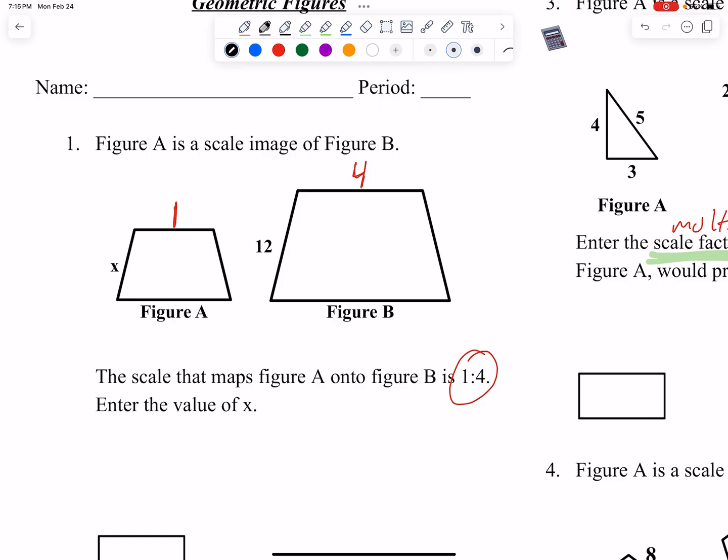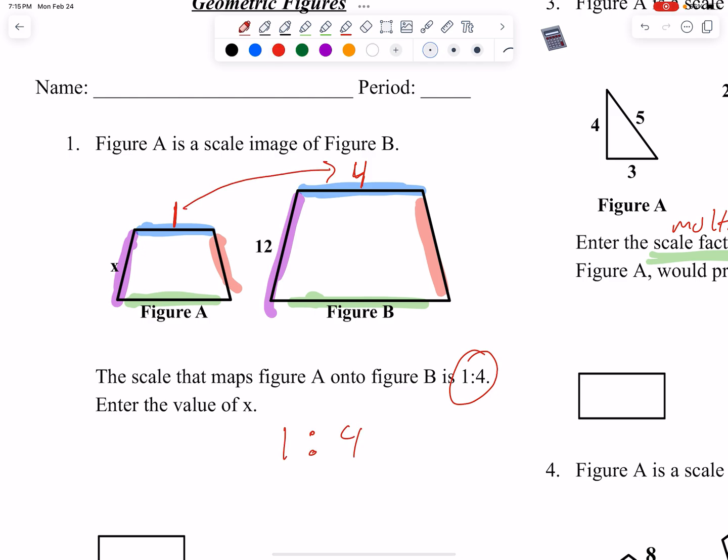When we're going to find this, we just have to figure out how we get to x. So we're going to use corresponding sides. What that means is the top side should correspond with this top side, the left with the left, the bottom with the bottom, and the right side with the right side. What I know is this one goes with that one. So 1 goes with 4, the same way that x goes with 12.